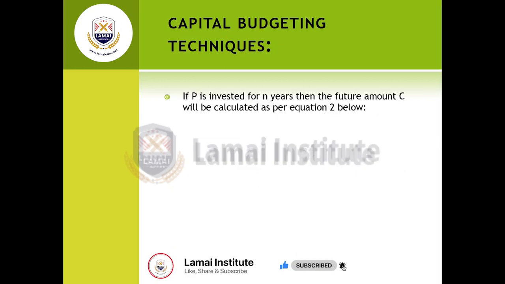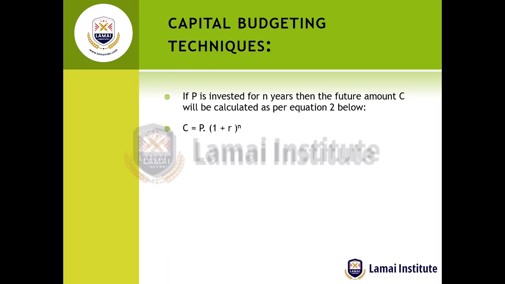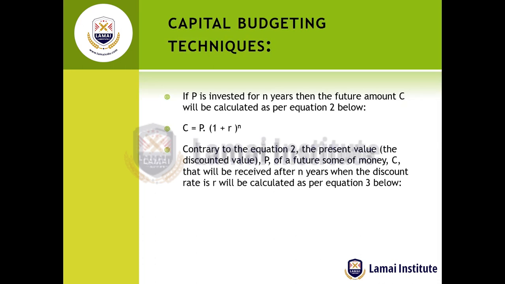If P therefore is invested for n years, then the future amount C will be calculated as per equation 2 below. C therefore will be equal to P multiplied by 1 plus the rate, raised to power n. And so contrary to equation 2, the present value, that is the discounted value, P, of a future sum of money C that will be received after n years when the discount rate is R, will be calculated as per equation 3 below.